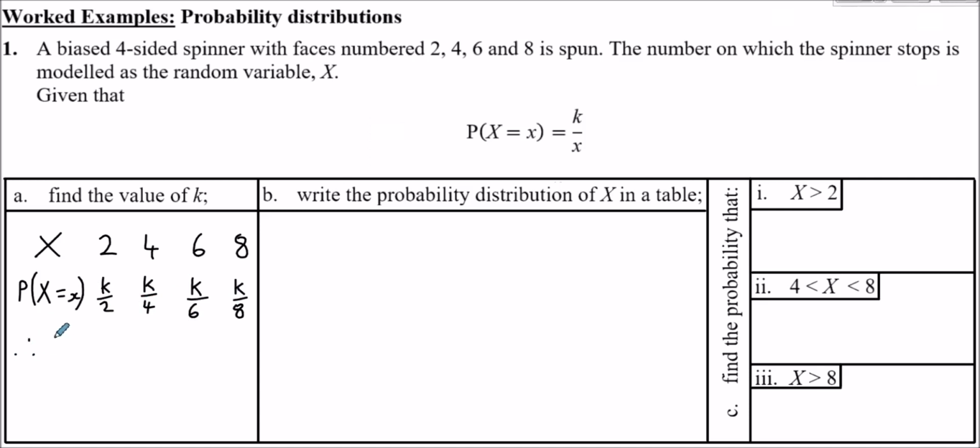So therefore, k over 2 plus k over 4 plus k over 6 plus k over 8, that should add up to 1. So we've got here fractions with different denominators. What we could do is get these into a common denominator. And we can do that by making each number here on the bottom 24. 24 is the lowest common multiple of all these different denominators.